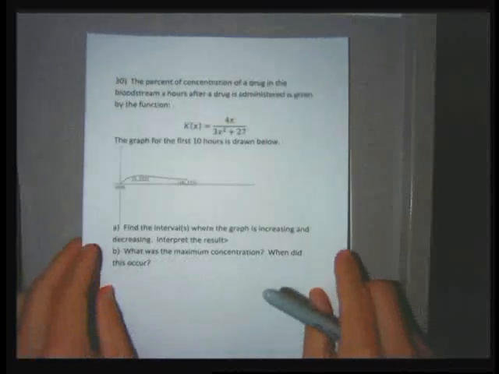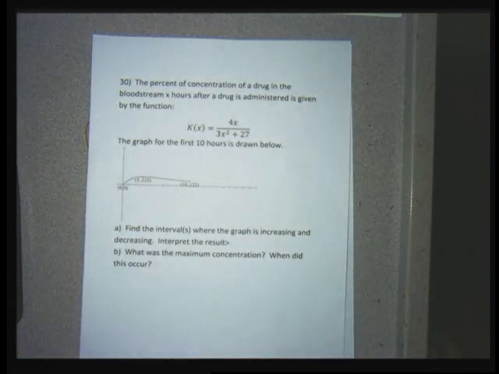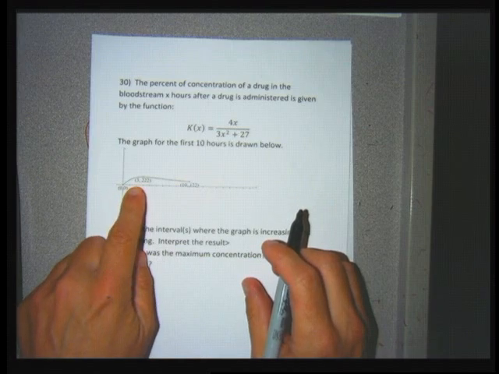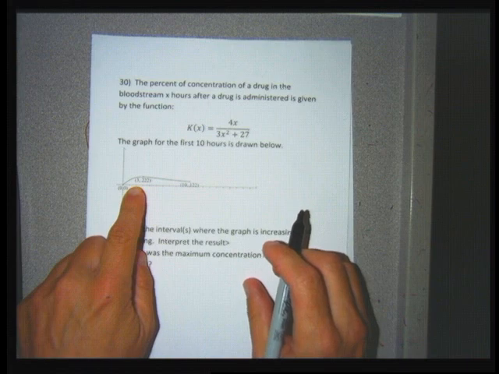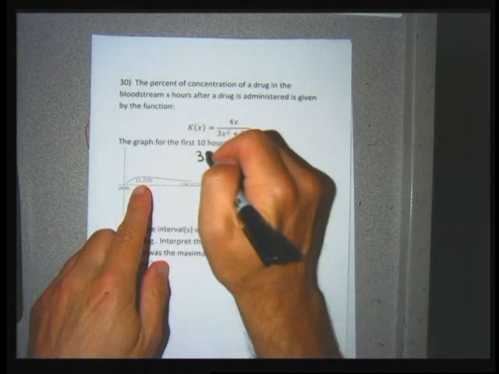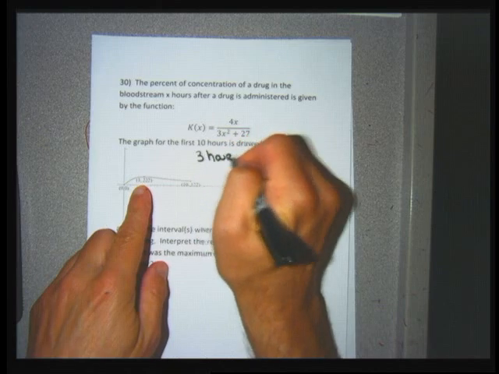So 30 is another, I don't know how interesting it is, but it says the percent of concentration of a drug in a bloodstream x hours after the drug is administered is given by the function. The graph for the first 10 hours is drawn below. So this is 0 before you took the drug, and every point shows the drug concentration, and the x is the number of hours after the drug's in your system, the y is the concentration in whatever units, I don't know what the 0.22 means. But this (3, 0.222), the 3 stands for 3 hours after you took the drug.